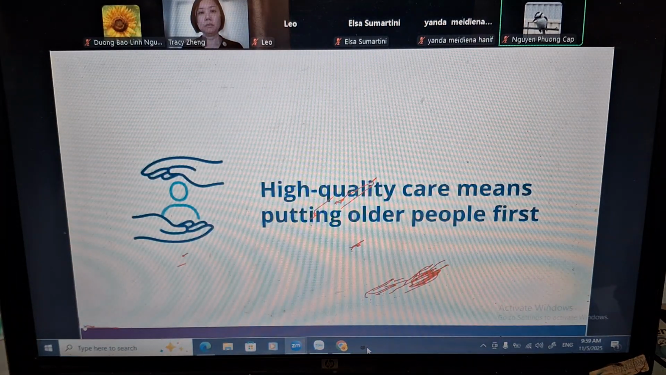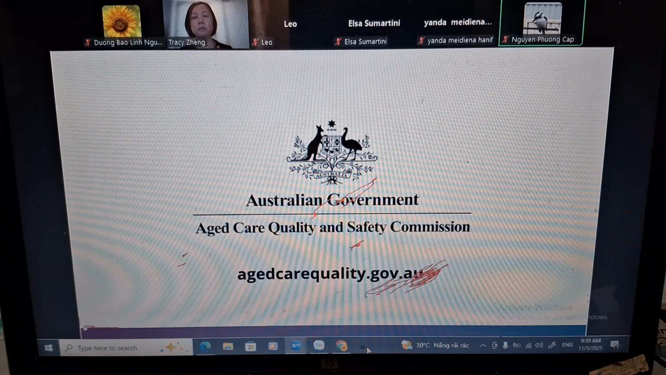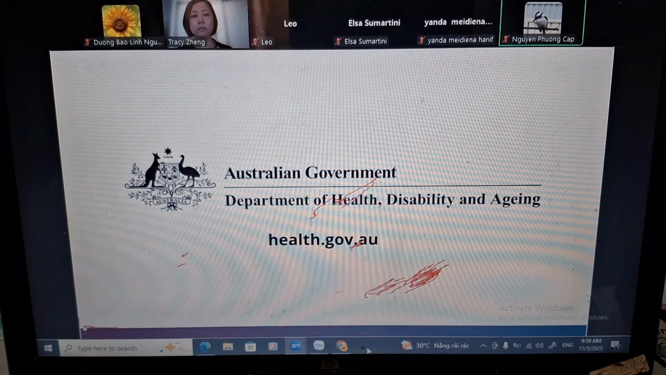High-quality care means putting older people first and upholding their rights under the Statement of Rights. You can find more information about the Statement of Rights on our website and the website of the Department of Health, Disability and Ageing.